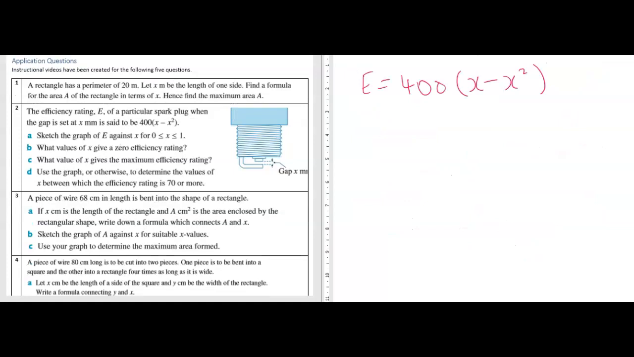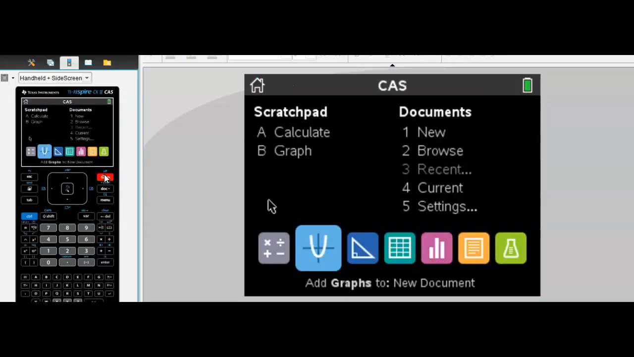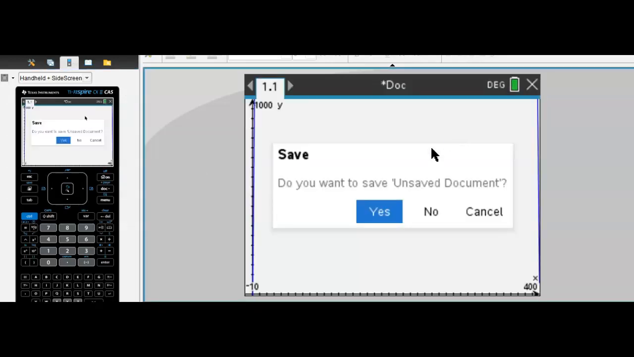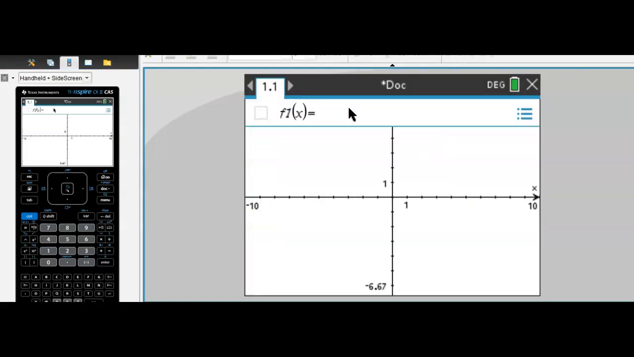All right, so our second question. We've got the efficiency rating E of a particular spark plug when the gap is set at x millimeters is said to be 400 times x minus x squared. Sketch the graph of E against x for x between 0 and 1. So let's go to the calculator. I'm going to just start a new graph. You don't always have to do this, but I am for this question.